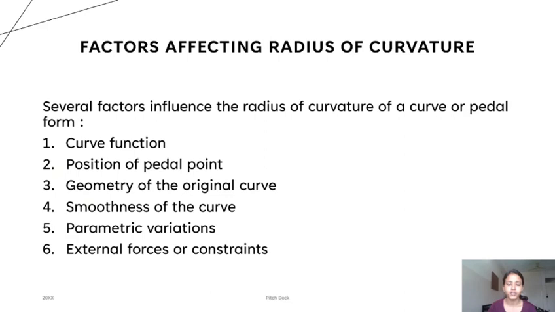Factors affecting radius of curvature. Several factors influence the radius of curvature of pedal form. First, curve function. Second, position of pedal point. Third, geometry of the original curve. Fourth, smoothness of the curve. Fifth, parametric variations. Sixth, external forces or constraints.